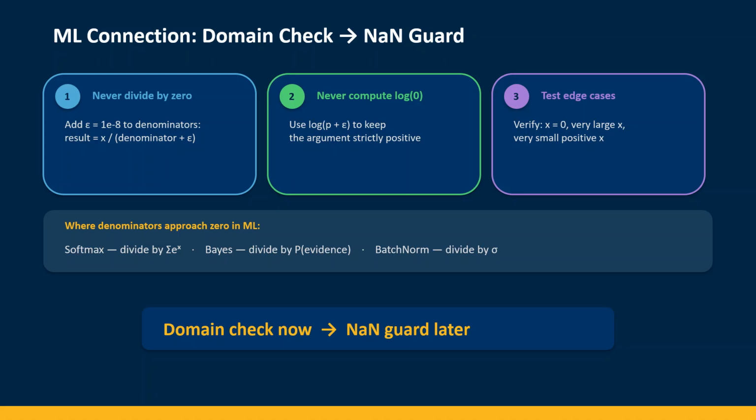The tagline for this transfer is, "Domain check now, not a number guard later." The habit of asking whether the denominator can be zero is precisely the habit that prevents not a number crashes in production machine learning systems. The mathematical content is identical, only the context changes from pencil and paper algebra to floating point computation. Students who internalize this connection will find that numerical stability is not an additional topic to learn, but a natural extension of the algebraic discipline they are building this week.